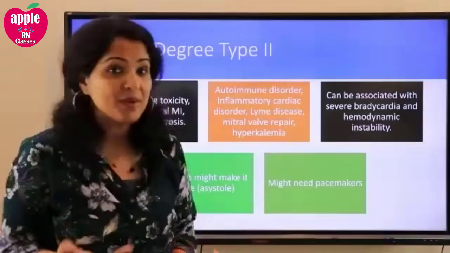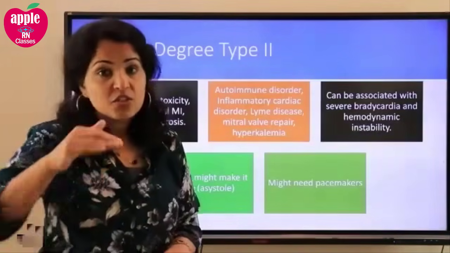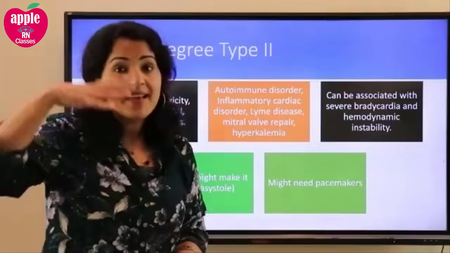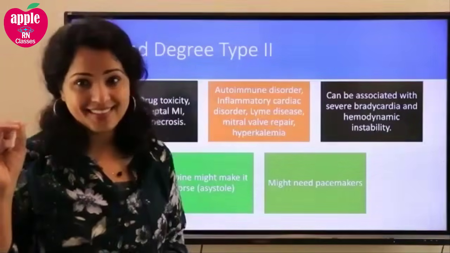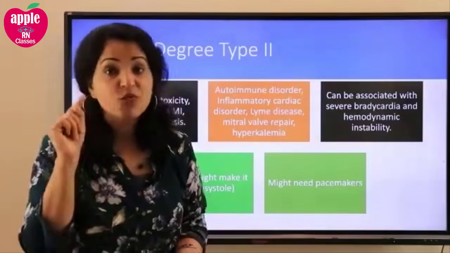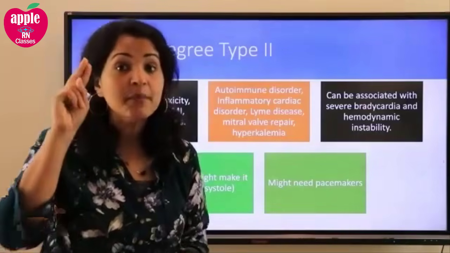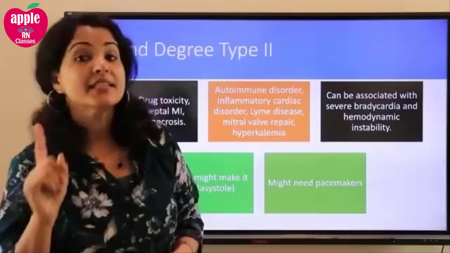I mean, myocardium is a muscle. So this muscle can get fibrosed. So when there is fibrosis, the electrical conduction is not going to be happening in the right way. There can be a problem. And that is one of the reasons for type 2. Okay, second degree, type 2.